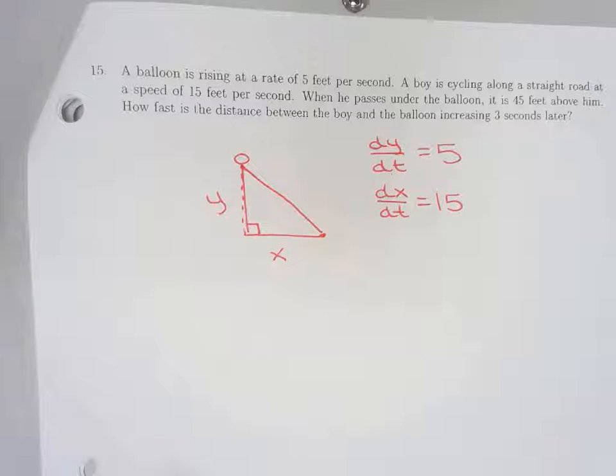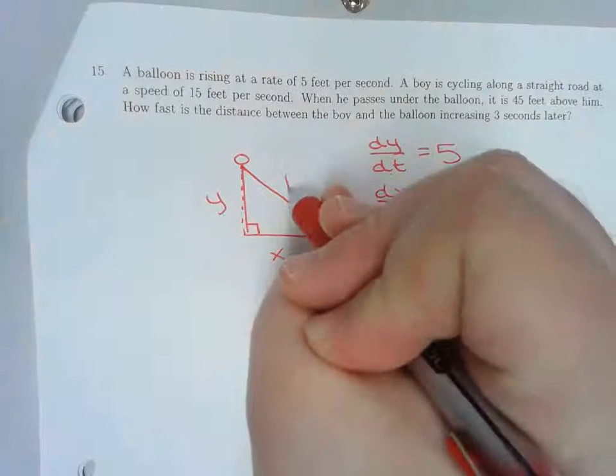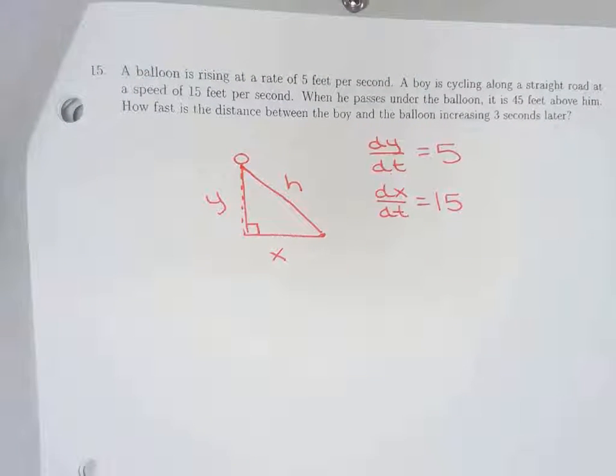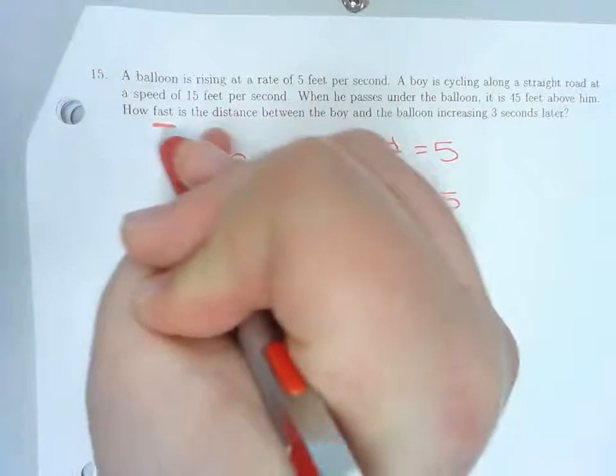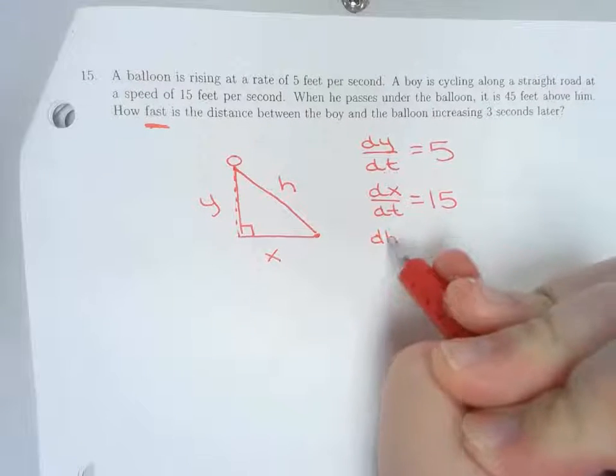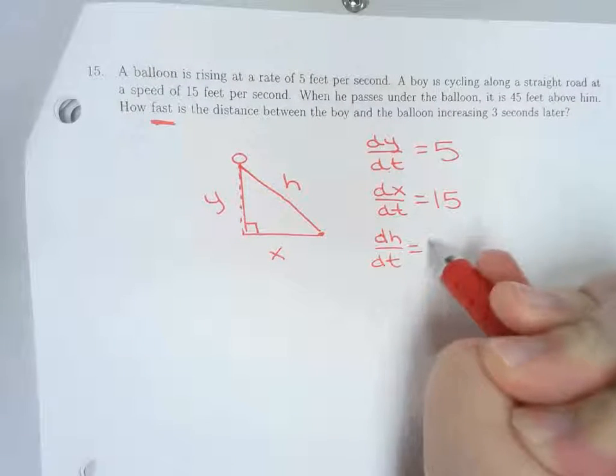Let's figure out what they want to know. I want to know how fast the distance between the boy and the balloon is increasing 3 seconds later. In the picture, where would that distance be? The hypotenuse. We'll use h. So if I want to know how fast that distance is changing, I want dh/dt.